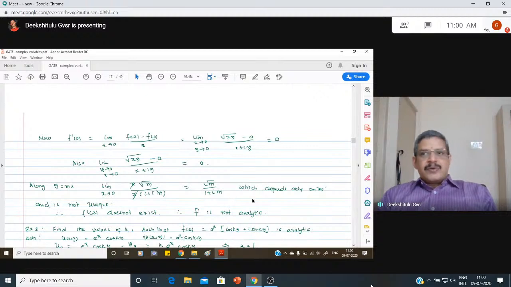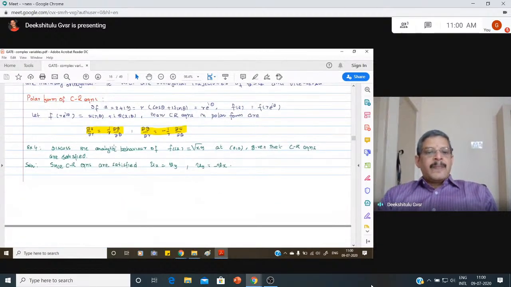But is m equal to 0 guaranteed? No. m is an arbitrary constant. It depends on the value of m. As m takes different values, you get different values of the limit. So the limit is not unique. It is not the same along other paths, and it is also not a constant. It is changing with respect to m. It's an arbitrary constant parameter. So it's not unique. Then f dash z does not exist.